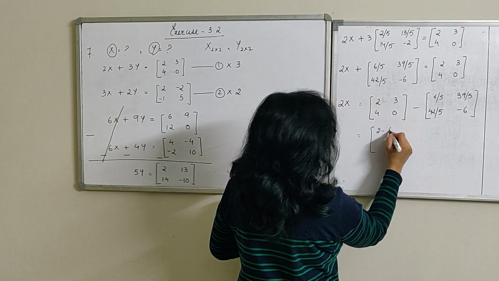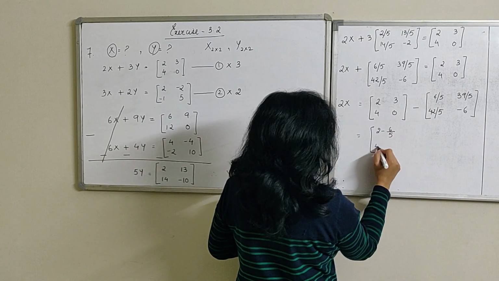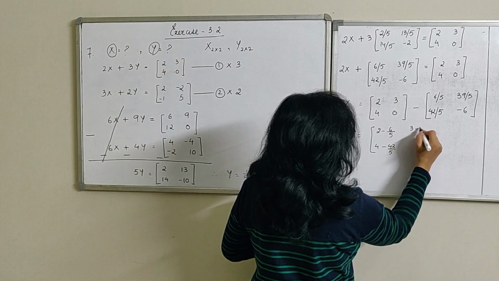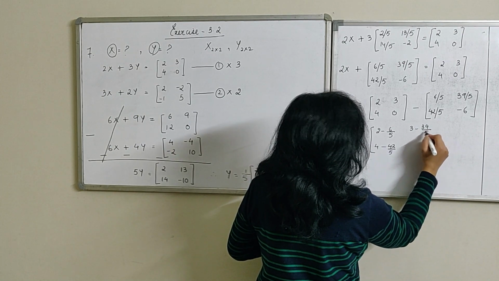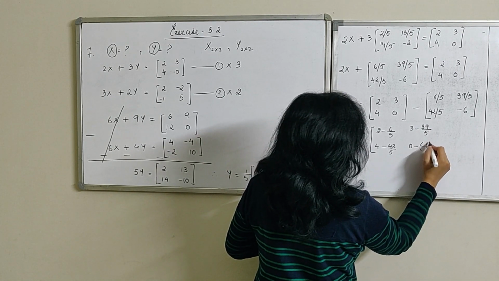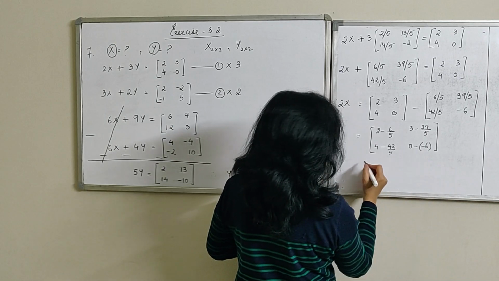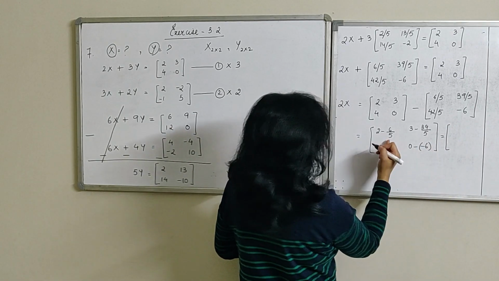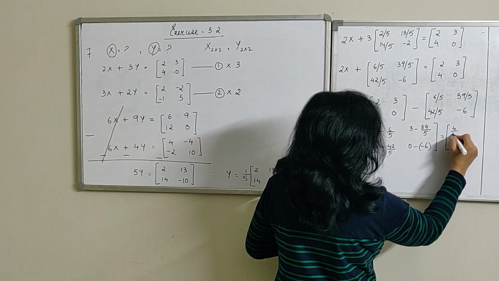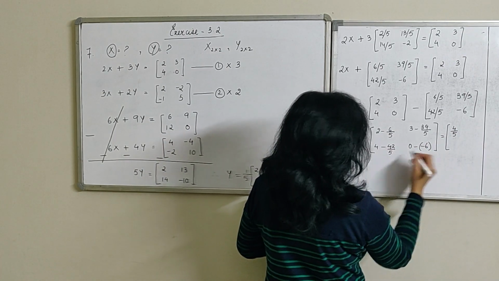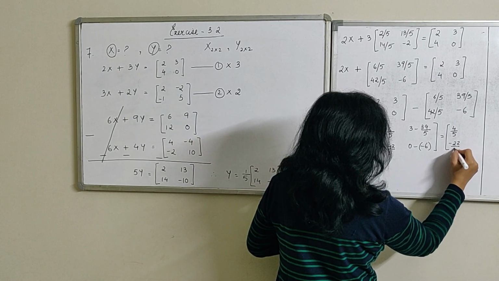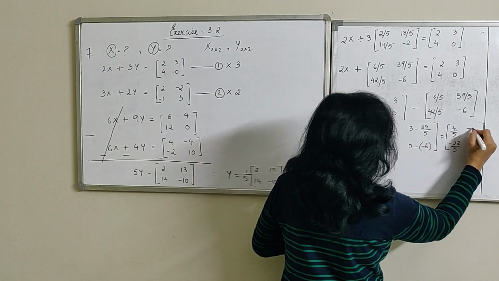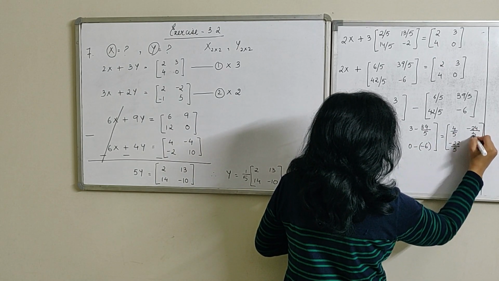Performing this subtraction, 2 minus 6 by 5, 4 minus 42 by 5, 3 minus 39 by 5, 0 minus 6. We obtain this is 10 minus 6, 4 by 5. This is 20 minus this, so minus 22 by 5. This element is 6, 15 subtracted, so minus 24 by 5.